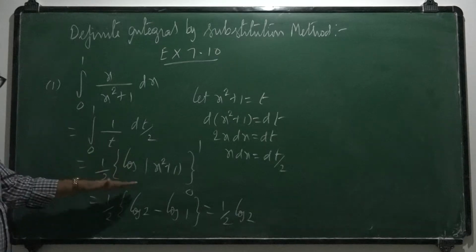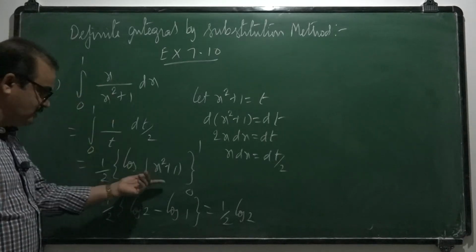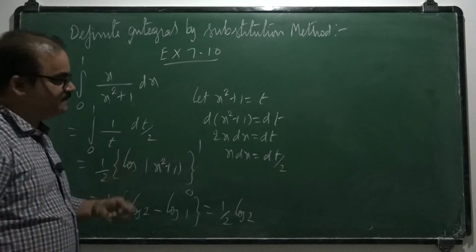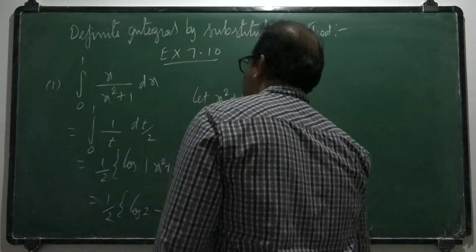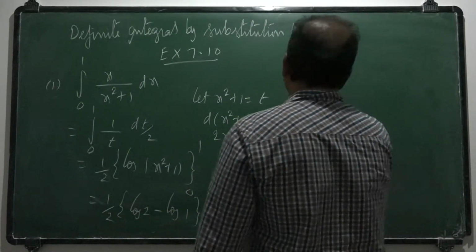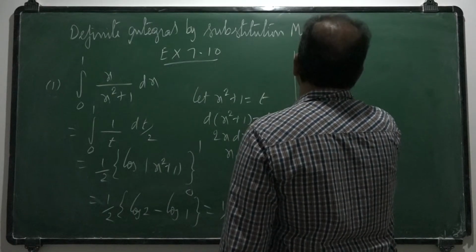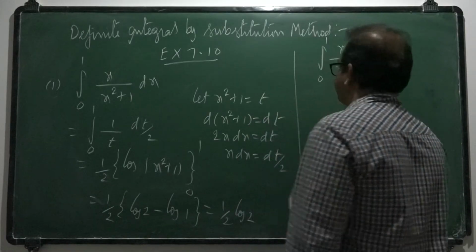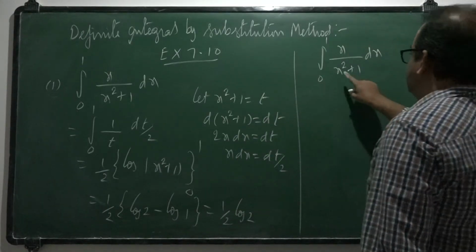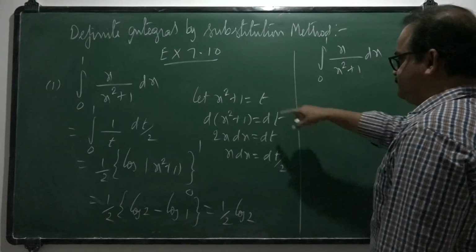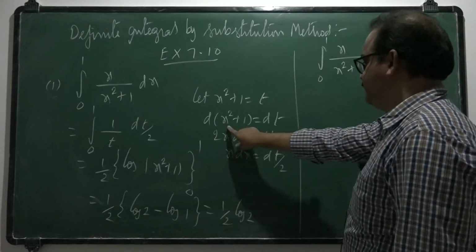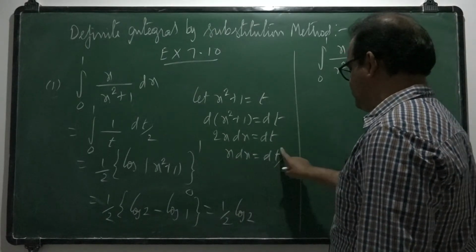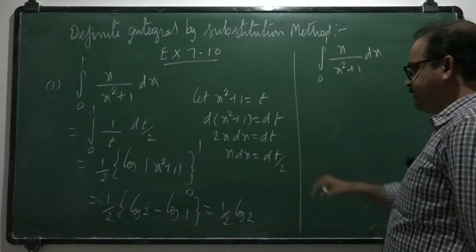This is one method. By using substitution, write the integral in terms of x and then apply the limits to that function. Now we see the alternative method. Integral 0 to 1 x by x square plus 1 into dx. Here also take x square plus 1 is equal to t. Then derivative of this x square plus 1 is dt, then 2x dx is dt, x into dx is equal to 1 by 2 into dt.